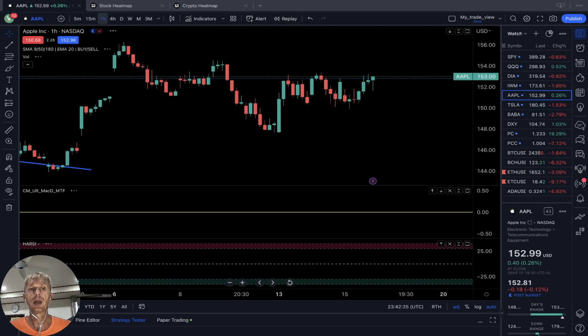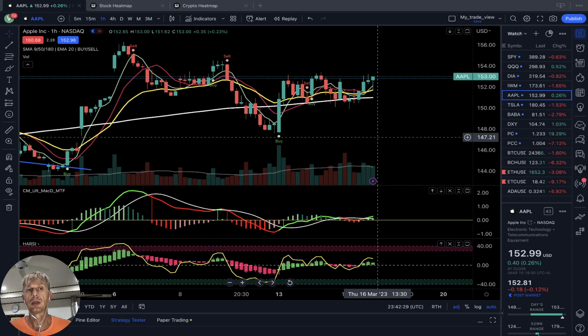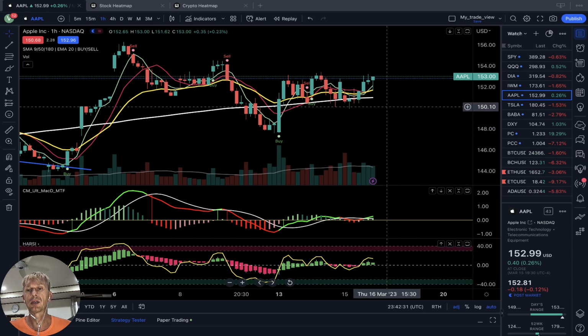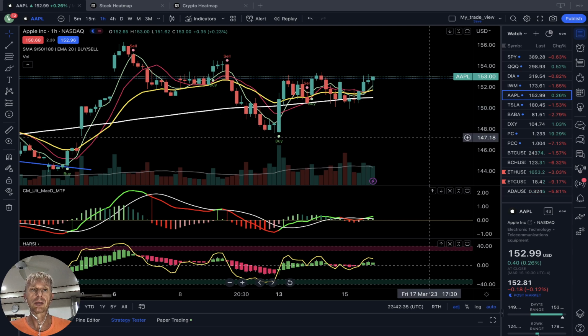1 hour time frame, bullish signal also. Apple daily flat, on 4 hours and daily positive. Still bullish on all indicators.